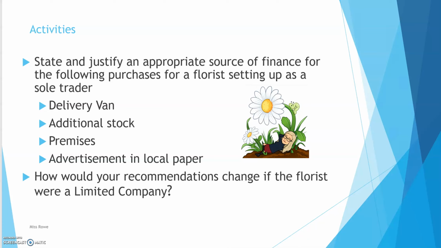need to think of for this, when you're thinking of appropriate sources of finance, just think of 4 factors. Size and type of the company. Obviously not all companies have access to all types of finance. Some types of businesses might not have any fixed assets to sell, because obviously here they want to buy a delivery van, additional stock, premises, and advertise as well. Number 2, think of the amount of money needed.